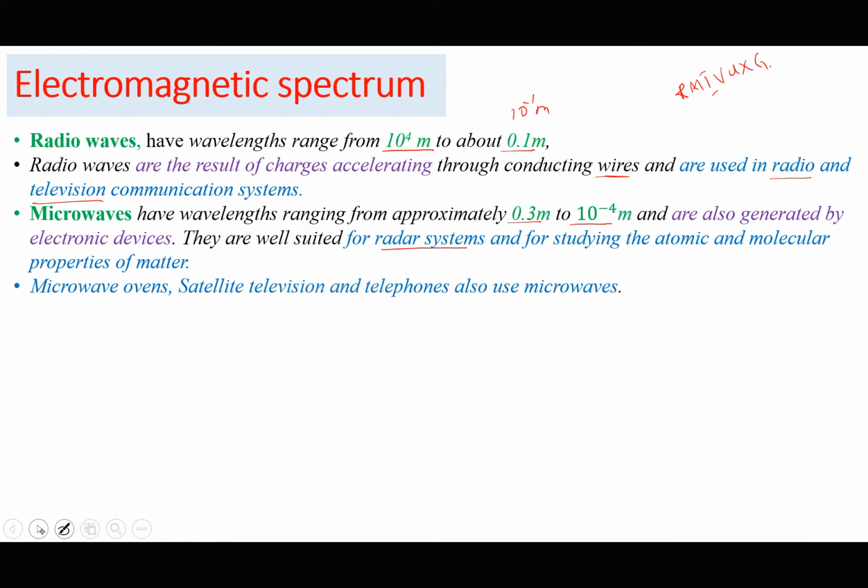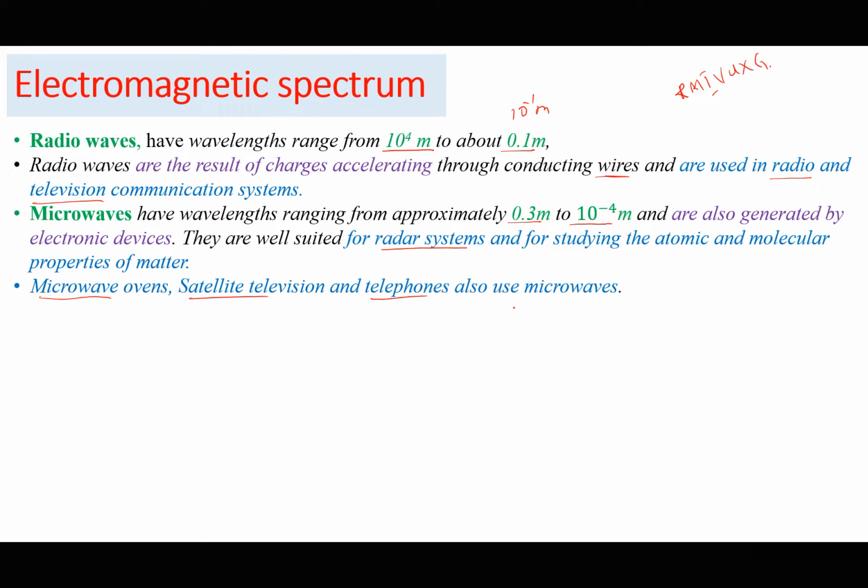Microwave ovens, satellite television, and telephones also use microwaves. So we have microwave oven cooking at home, and tracking planes and satellites in space can rely on the Doppler effect using microwaves. That is the second region. Remember I said the wavelength is very, very important. The applications may not be very important because you mentioned or examined them in IGCSE.